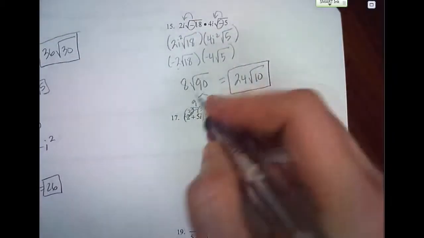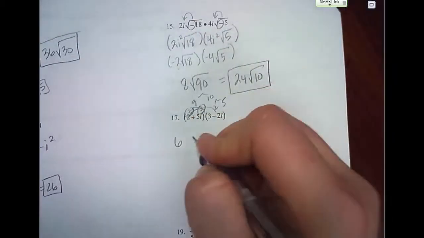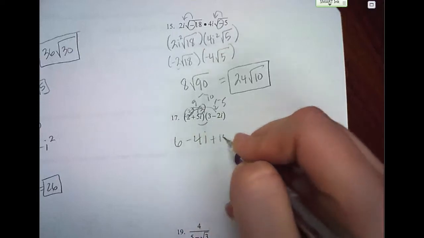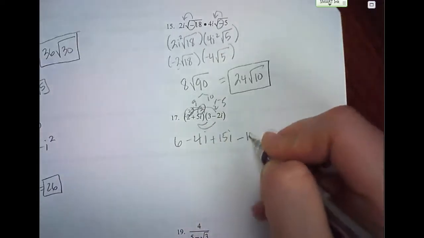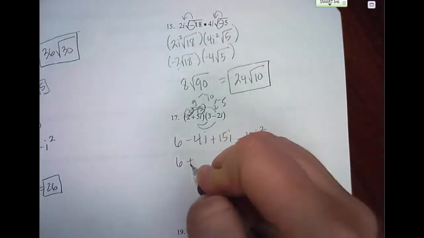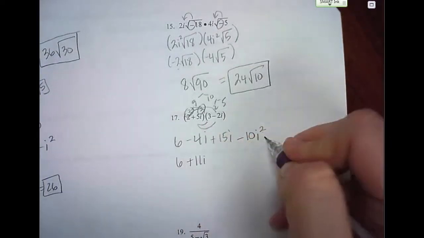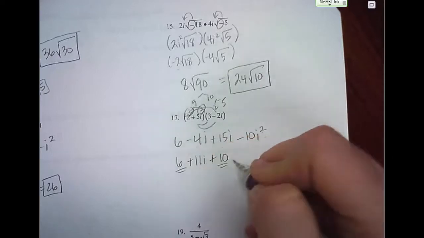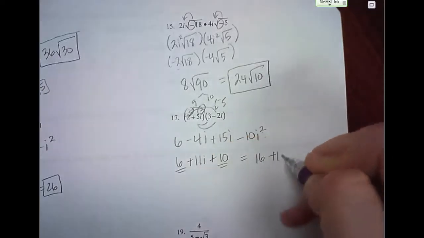17, 2 times 3 is 6. 2 times negative 2i is negative 4i. Plus 15i minus 10i squared. Don't forget the squared. So this becomes 6 plus 11i. i squared is negative 1, so it makes this a positive 10. So 6 plus 10 is 16 plus 11i.